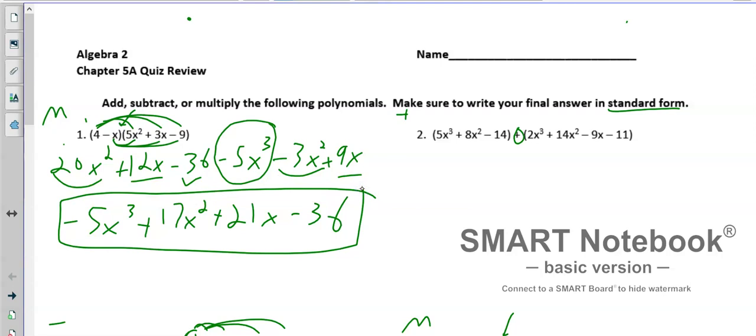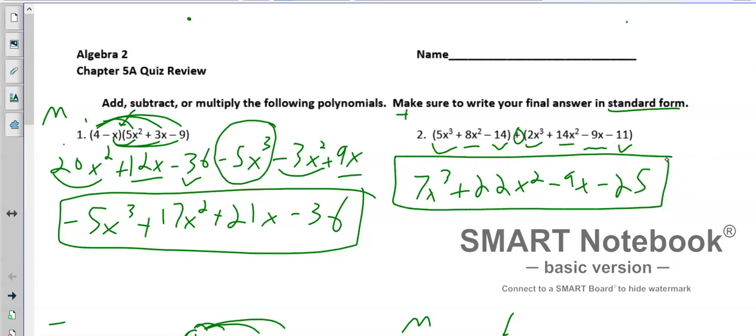Number 2, again, we can just ignore the parentheses. So I'm just going to look for like terms. Here's my x cubes. Here's my x squareds. I have 2 constants and just this one x. So 5 plus 2 is 7. So I have 7x cubed. 8x squared plus 14x squared is 22x squared. The -9x alone just tags right there. And then -14 minus 11. You borrow $14, you borrow 11 more, you owe 25.